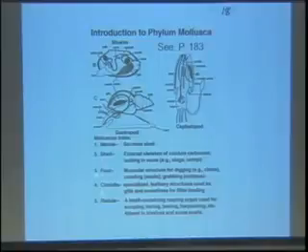Shells, that outside shell. A foot for movement. Ctenidia, which are these gill-like structures for gas exchange and filtering food. And a radula for scraping food. Now, the bivalves, because they're filter feeders, they've lost the radula during evolution.